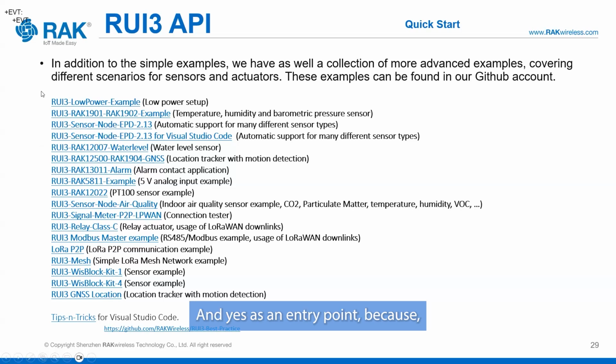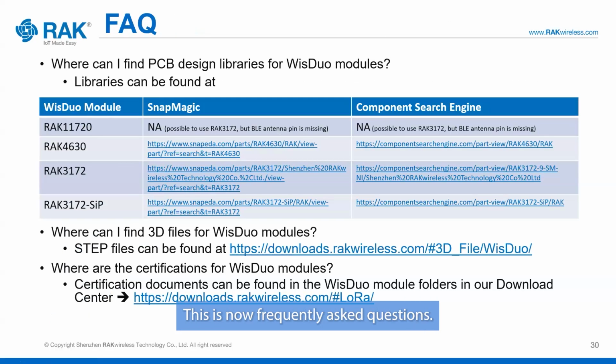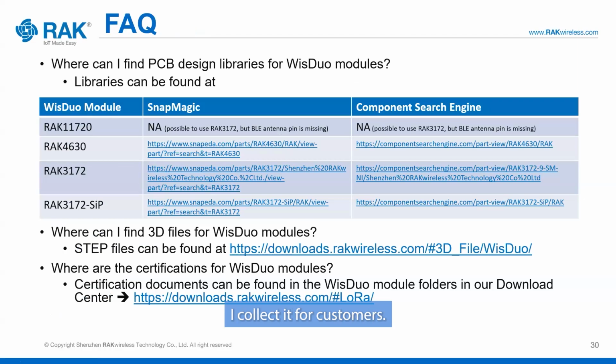And as an entry point, because this was where customers using the RUI3 API were struggling when they started, is what are the best settings for the lowest possible power consumption. So we also have an example that shows the best practice to achieve the lowest power consumption on a WisDuo module. All of this is in our GitHub repositories, and we also have some tips and tricks if you want to use Visual Studio Code instead of Arduino IDE. Okay, now these are frequently asked questions I collected from customers.